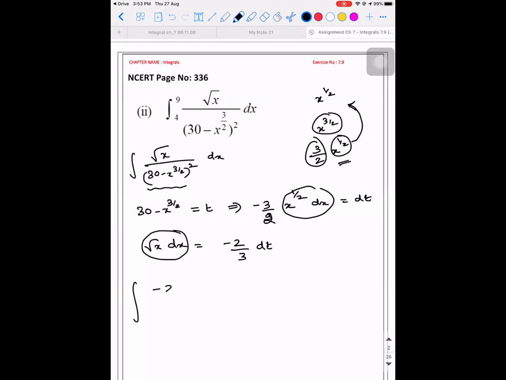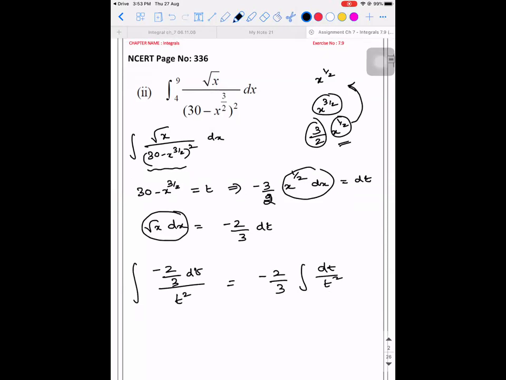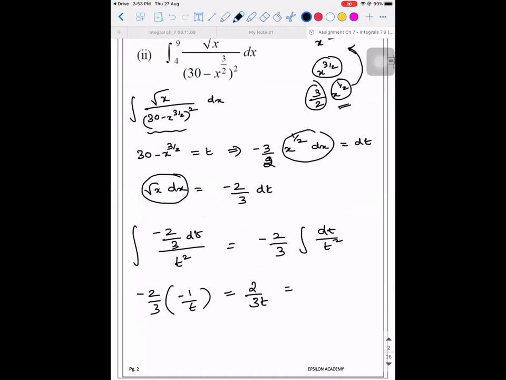So root x dx, I'm going to replace it with minus 2 by 3 into dt. So integral of minus 2 by 3 into dt divided by t square. Now tell me what is the answer. So minus 2 by 3 will come out. Integral of dt divided by t square. Integral of 1 by t square is minus 1 by t. So minus 2 by 3 into minus 1 by t, that will be 2 divided by 3t. But what are we supposed to do? Substitute back t. 2 by 3 into (30 minus x power 3 by 2). Is it clear?